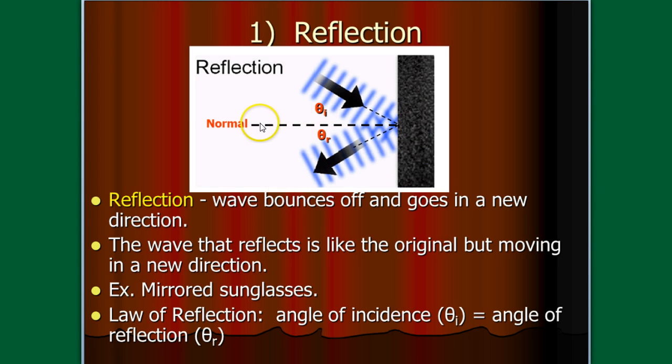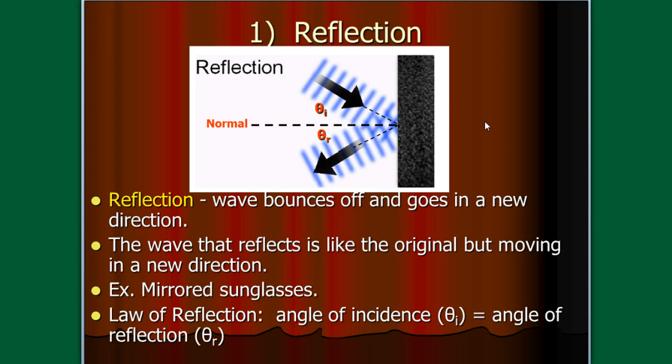Now the angles are measured with respect to a line called the normal, and this line is always perpendicular to the surface. And you need to know that because we're going to refer to the normal again when we talk about refraction. The line is called the normal because normal means perpendicular. So you can just imagine that there is a little square right here between the normal and the surface because the normal is perpendicular to the surface.